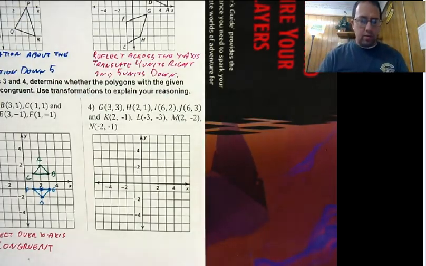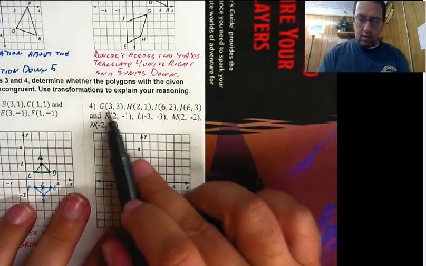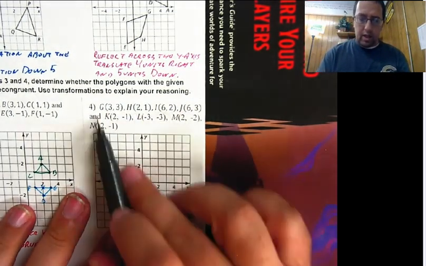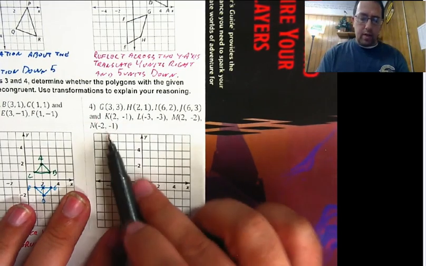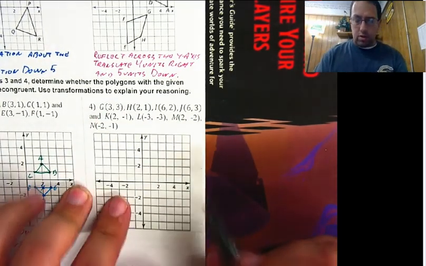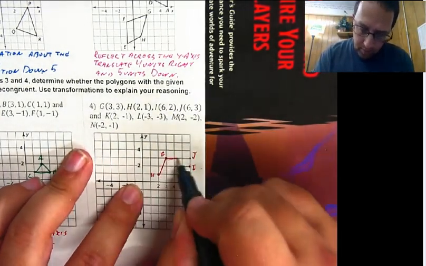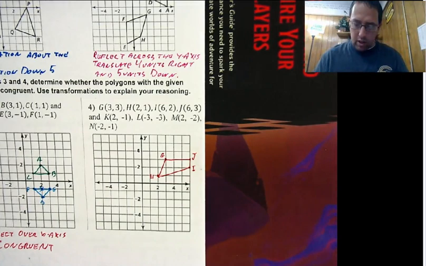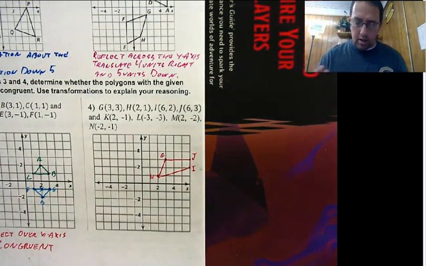All right, so first things first, we do need to graph this. And looking at this, we have GHIJ and KLMN. So we have 2 quadrilaterals here. First, GHIJ. And we need KLMN.